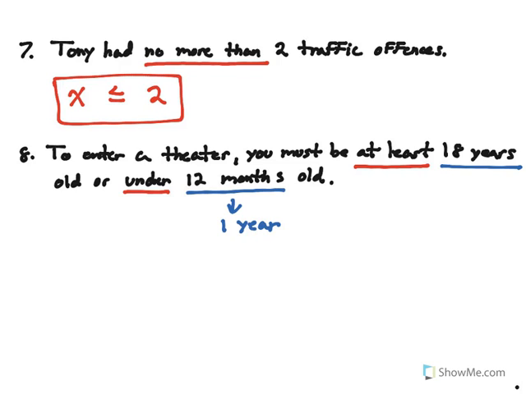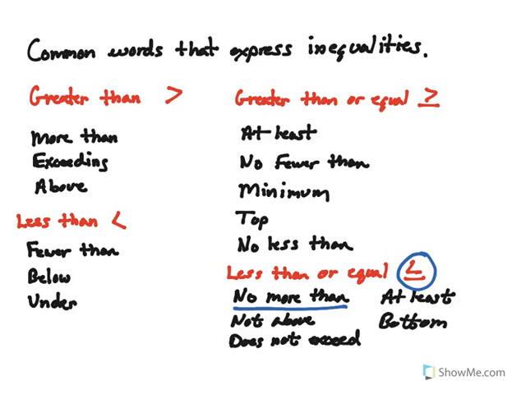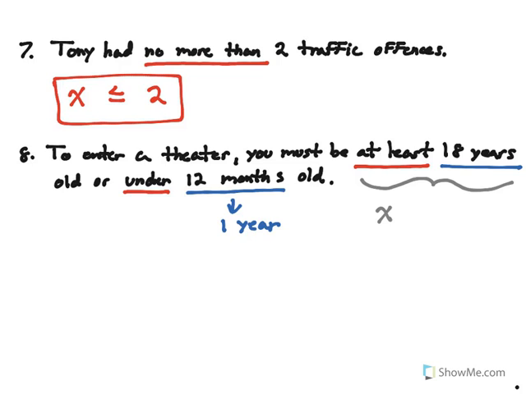So let's write the first inequality, at least 18 years. Okay, so we'll write this one, and we'll use x as our variable. Now, at least, again, if you go back, at least is right here, and therefore we're going to use that inequality sign, greater than or equal to. Okay, greater than or equal to. And what is the number? It's going to be 18.